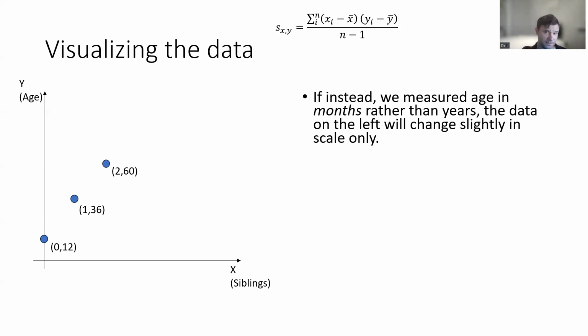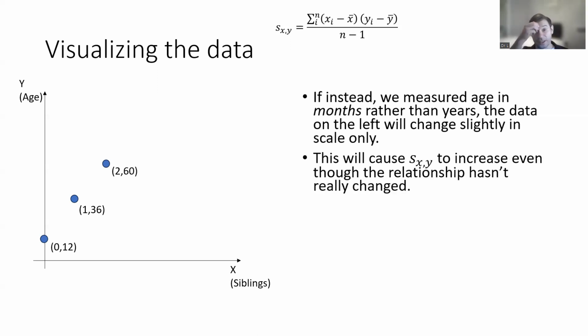What you will verify on your own is that this will actually cause the covariance to increase, even though the nature of the relationship hasn't really changed. The picture itself is not very different. It's an upward sloping positive relationship. In fact, it almost looks like those 3 points are on the same straight line, a linear line. And we'll talk about that point in a moment.